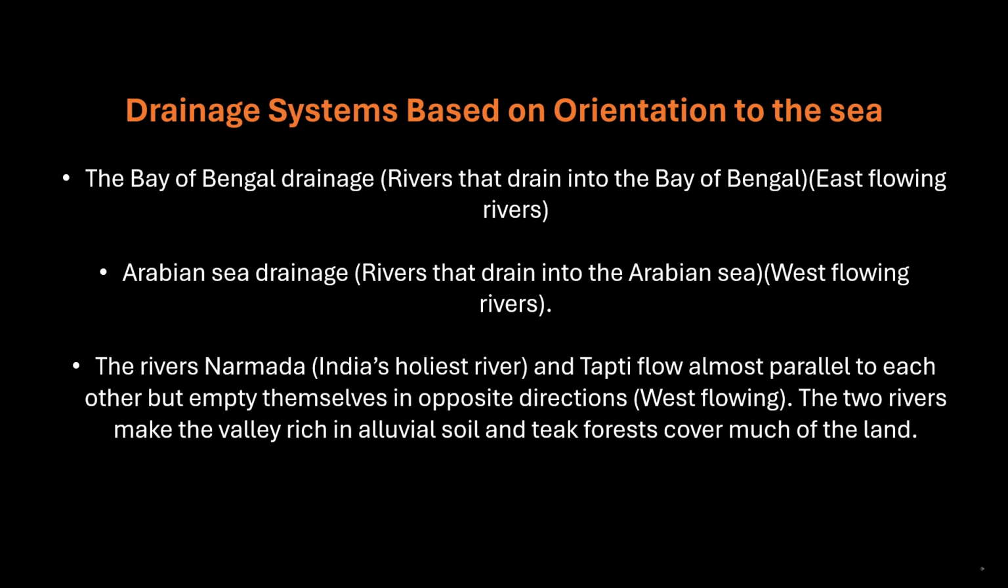Drainage systems based on orientation to the sea. The Bay of Bengal drainage: rivers that drain into the Bay of Bengal, east-flowing rivers. Arabian Sea drainage: rivers that drain into the Arabian Sea, west-flowing rivers. The rivers Narmada, India's holiest river, and Tapti flow almost parallel to each other but empty themselves in opposite directions, west-flowing. The two rivers make the valley rich in alluvial soil and teak forests cover much of the land.